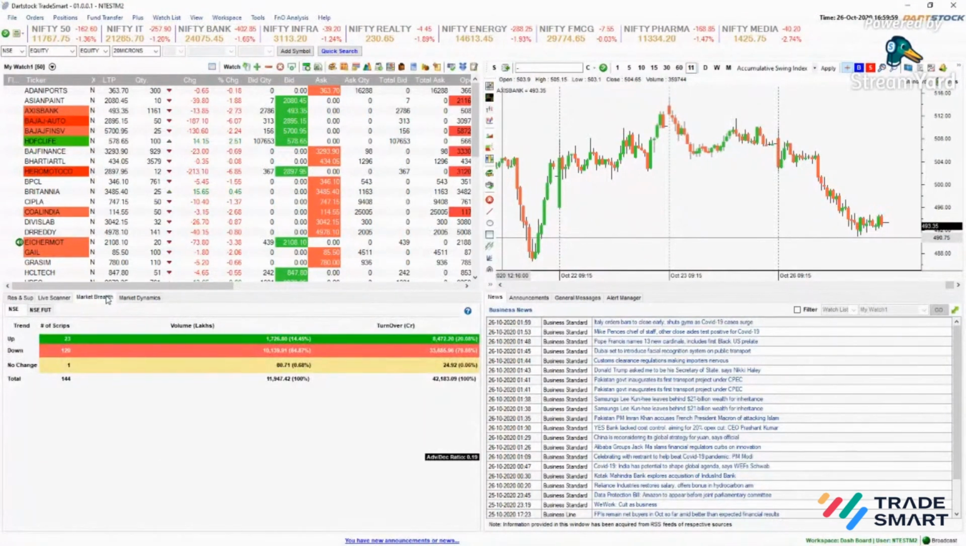Market breadth. I think any intraday trader will agree that market breadth is the sentiment indicator for the day. So if you see advance and decline, I think most of you may use the term advance decline. Look at this. There are about 23 companies advancing today. 120 companies are declining today.